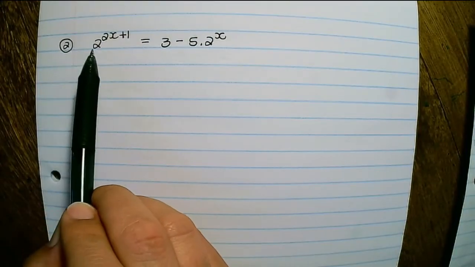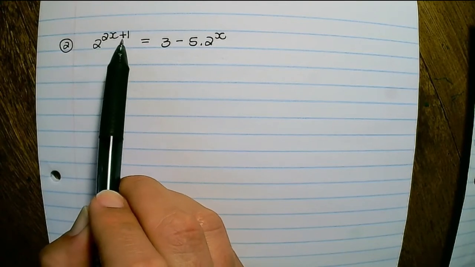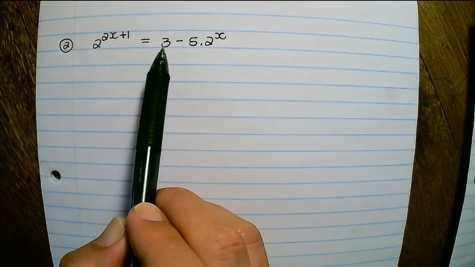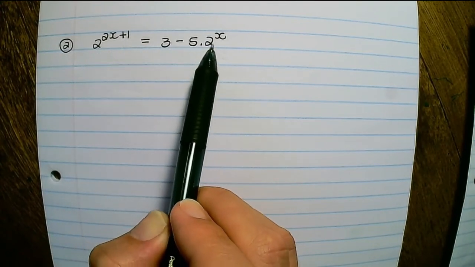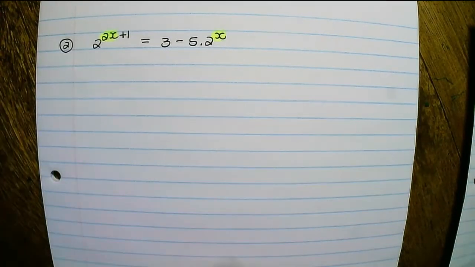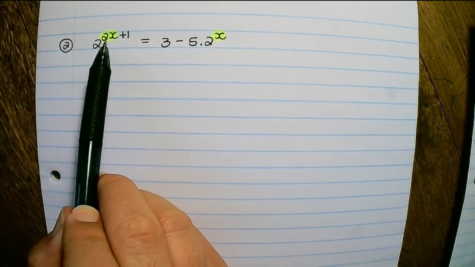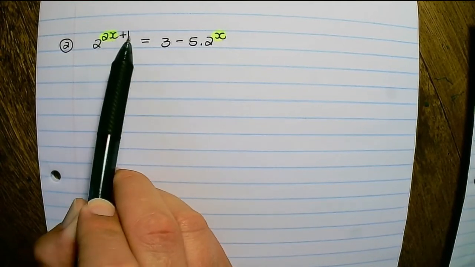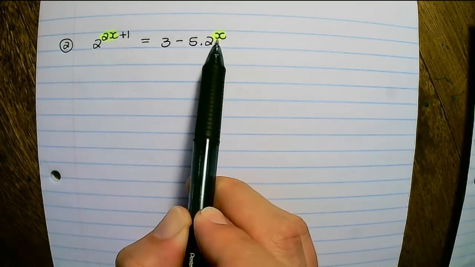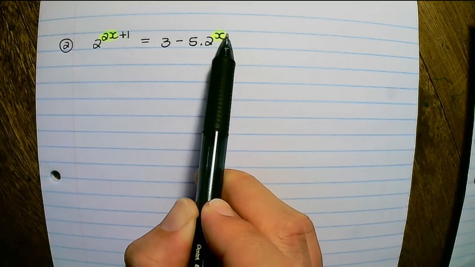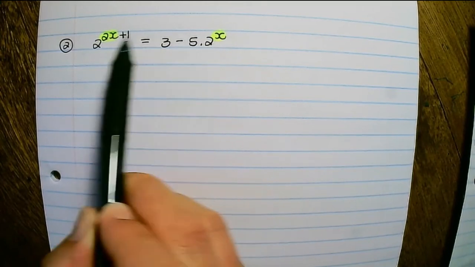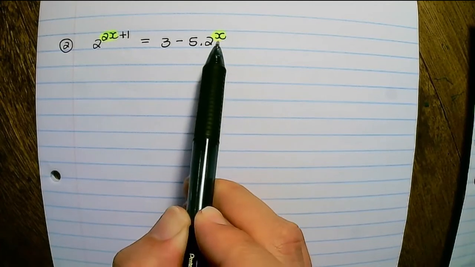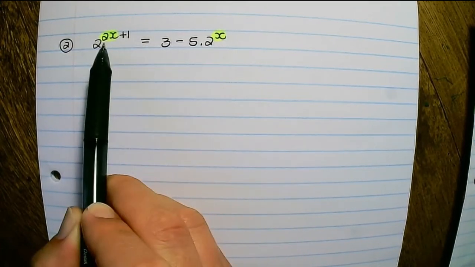In our next example, we have 2 to the power of 2x plus 1 equal to 3 minus 5 times 2 to the power of x. Now if you look carefully, we can see we have different types of exponents. We have 2x on the left hand side and an exponent of x on the right hand side. So our previous method of factorizing or taking out the highest common factor will not work.